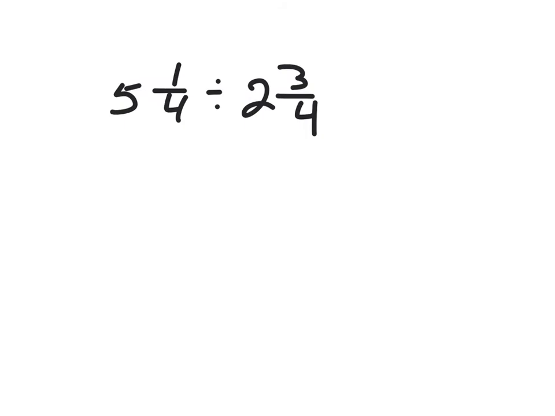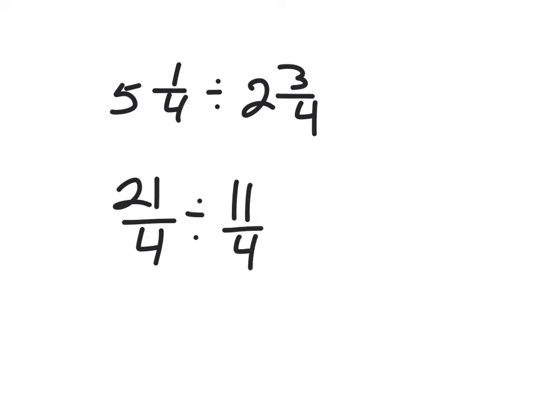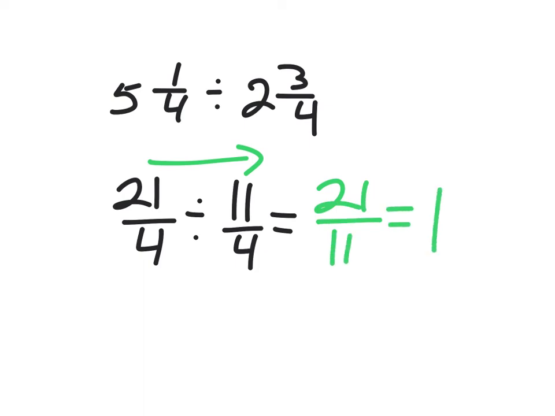If I have two mixed numbers, my first step is to, again, make them improper fractions. So I have 21/4 divided by 11/4. I check my denominators. My denominators are the same, so therefore I can divide across my numerators and express it as 21 divided by 11, which is 1 and 10/11.